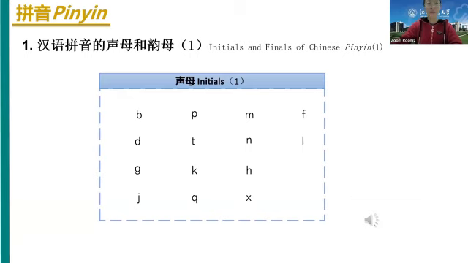Initials 1. Just deepen 波 波 坡 坡 摸 摸 夫 佛 的 的 特 特 呢 呢 了 了 个 个 科 科 和 科 鸡 鸡 七 七 西 西.